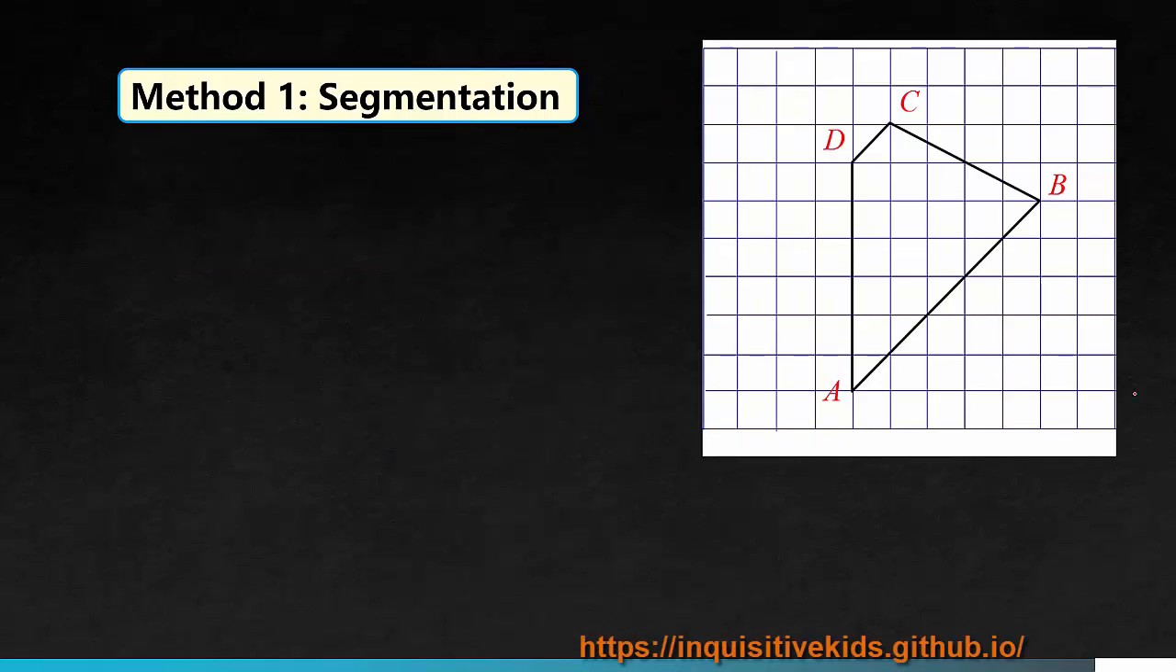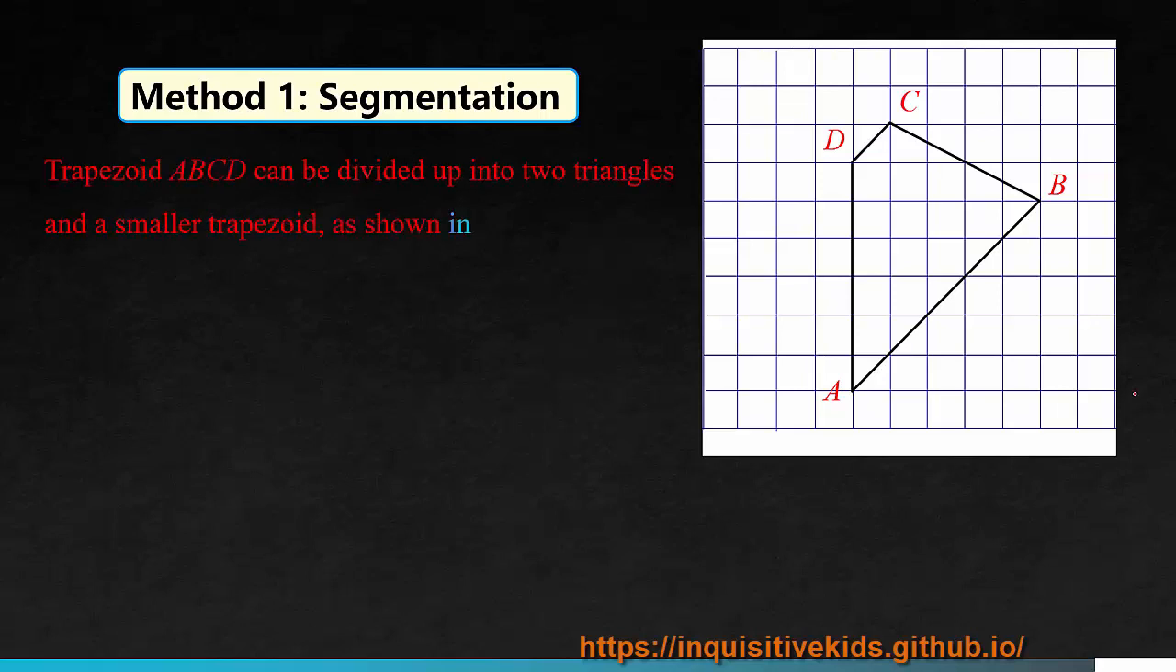Method 1, we call it segmentation. Trapezoid ABCD can be divided up into 2 triangles and a smaller trapezoid, as shown in the figure. So now we have S1, S2, and S3. We have 3 different areas to calculate, and then add them all together when we're done calculating. The area of trapezoid ABCD is equal to these 3 smaller shapes combined.